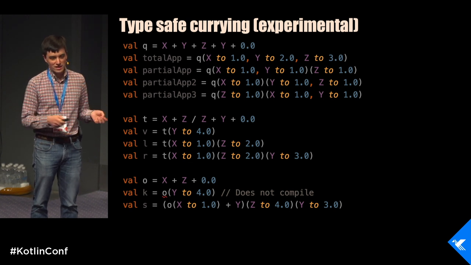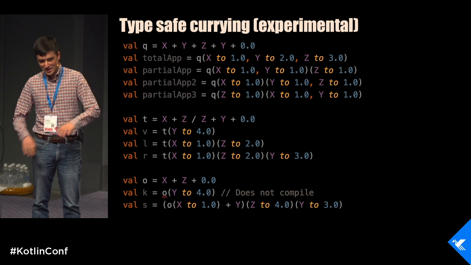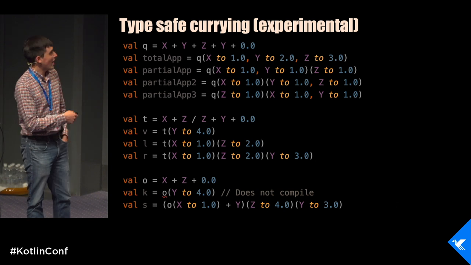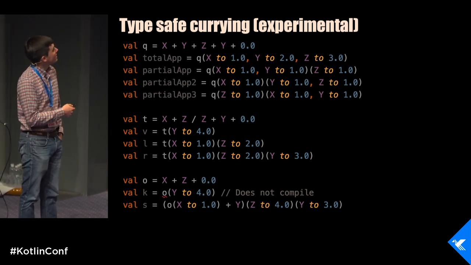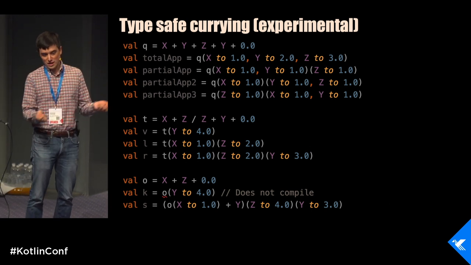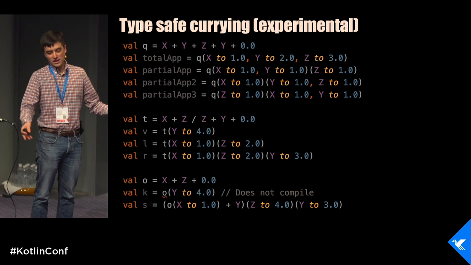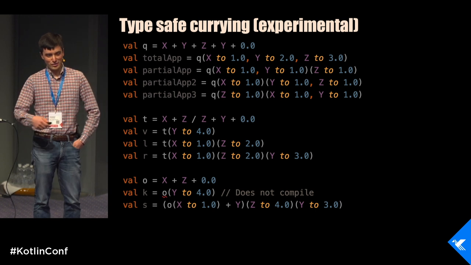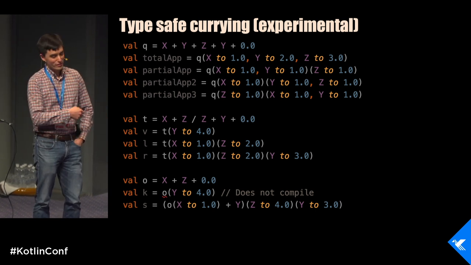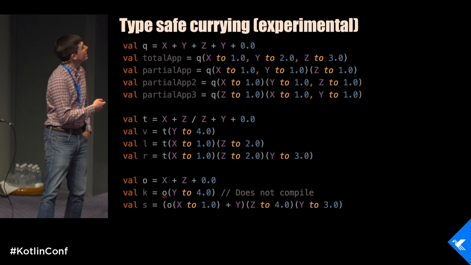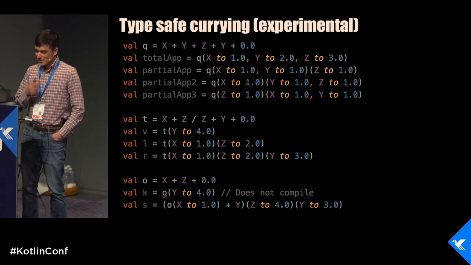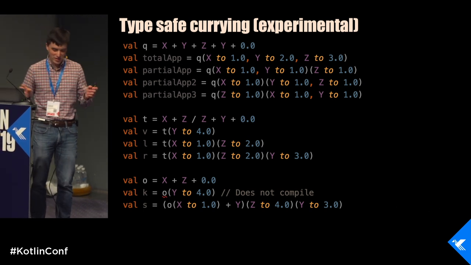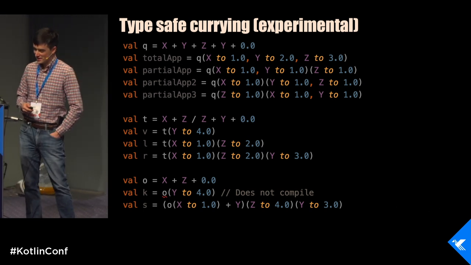And so if you keep track of these, then with a little bit of type-level magic, you can receive annotation or feedback from the compiler's inference that says if you apply a variable that's not in the function to a value, then it doesn't make sense. Similarly, if you apply all the variables to values, then you have a value back. So that's kind of interesting. But it's still very experimental, so it's hard to make this fit into the Kotlin type system, but it works.